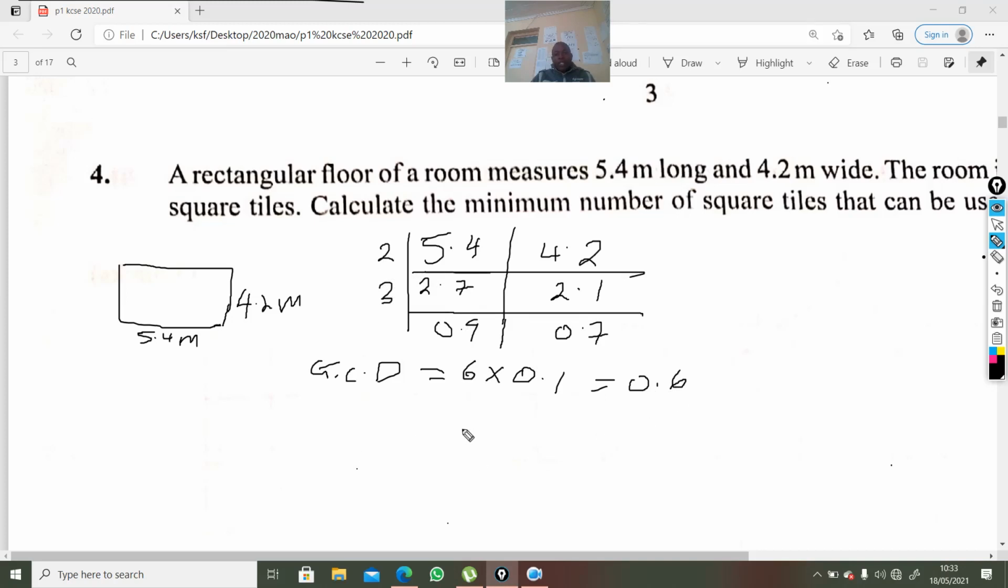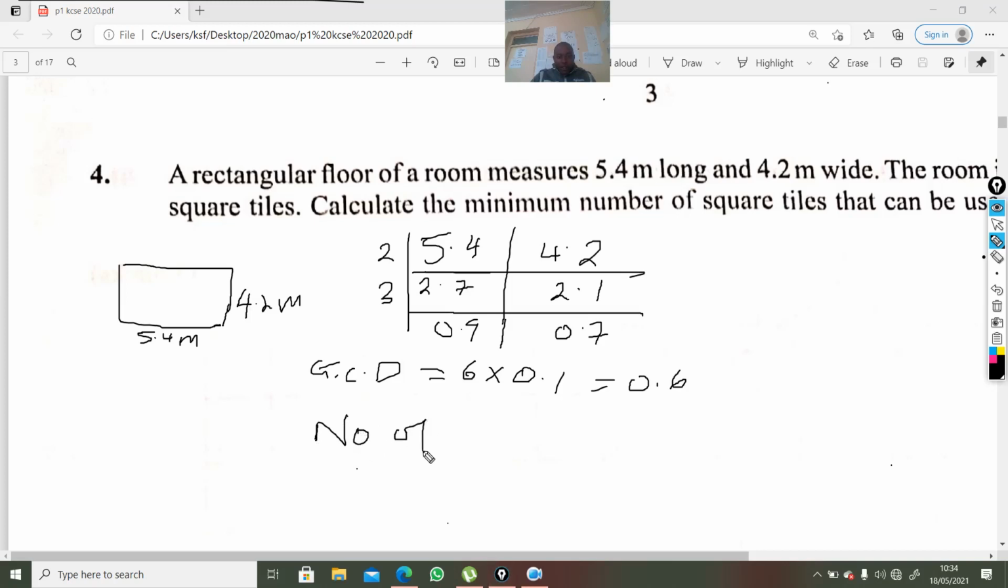And therefore if you have the GCD, now the minimum number of square tiles, so we get the square tiles in the length and the square tiles in the width, we multiply. But if you just multiply, you find the area and divide by the GCD, you get the wrong answer. It's supposed to be the squares that will go to the length and the squares that will go to the width. You multiply the two.